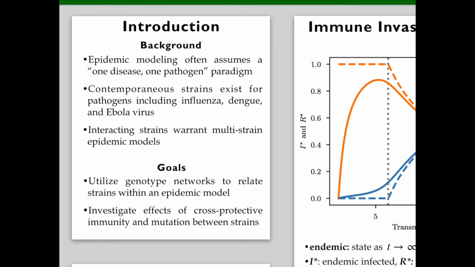These strains do not exist as independent infections, but are interacting. One arises from another through mutation, and the immunity developed against one may protect against another. This warrants the accommodation of multiple strains within epidemic models. The goal of this investigation was to first utilize genotype networks to relate strains genetically within an epidemic model, and then investigate the effects that both cross-protective immunity and mutation have on infection progression.